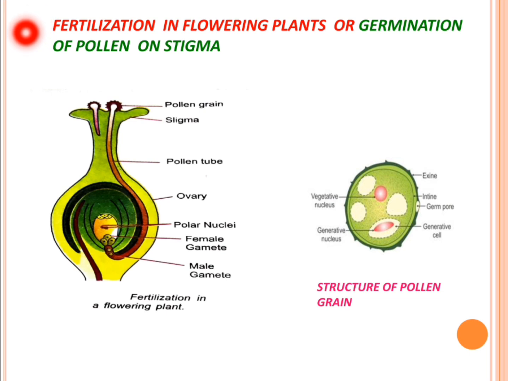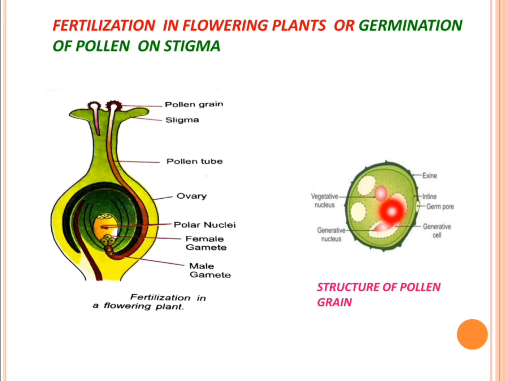After pollination, now let us learn about fertilization in flowering plants, or germination of pollen on stigma. This picture shows the female reproductive part of the flower, that is carpel or pistil, which consists of a sticky stigma, an elongated style, and a basal swollen part, that is the ovary. Inside the ovary there is an embryo sac in which the ovule is present. This picture shows the pollen grain.